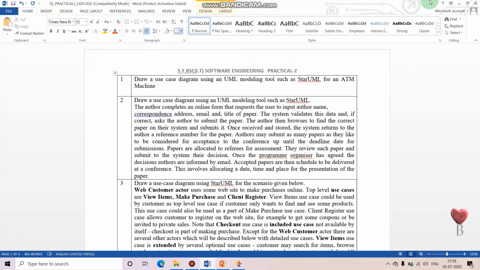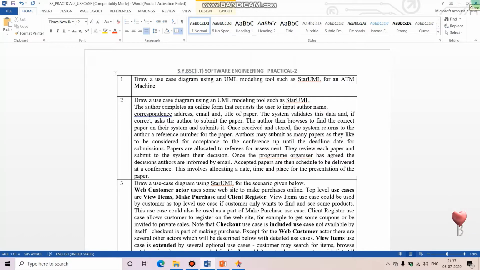And now we are going to start with an example of the use case diagram. We'll do this first example, and we'll first try to understand this question, and then we'll draw this diagram. The question is: draw a use case diagram using a UML modeling tool, that is StarUML, for an ATM machine. Now here no information is given about the ATM machine.